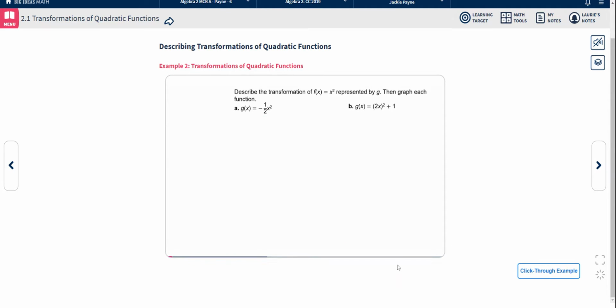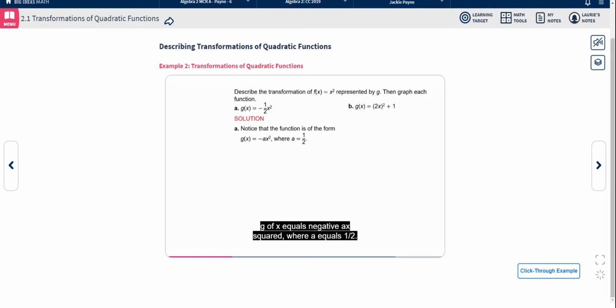Describe the transformation of f of x equals x squared represented by g. Then graph each function. A. g of x equals negative 1/2 x squared. B. g of x equals quantity 2x squared plus 1. Solution. A. Notice that the function is of the form g of x equals negative a x squared, where a equals 1/2. So the graph of g is a reflection in the x-axis and a vertical shrink by a factor of 1/2 of the graph of f.